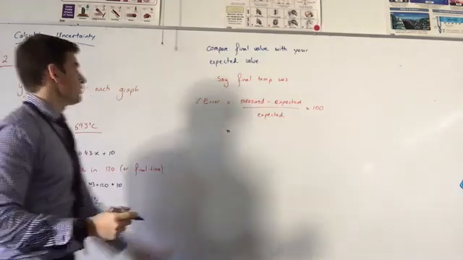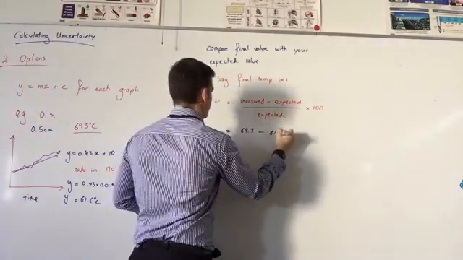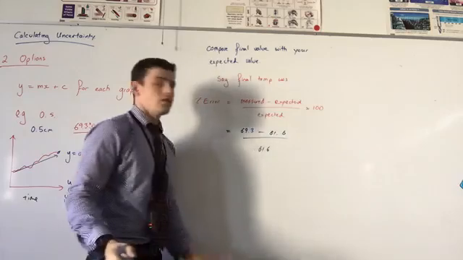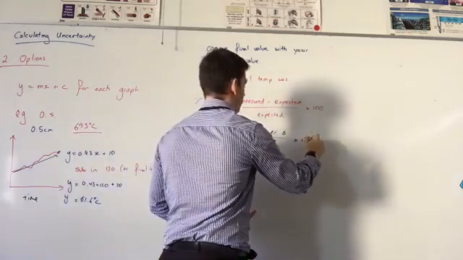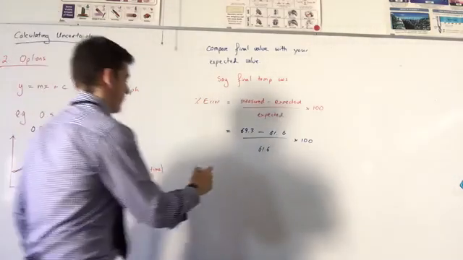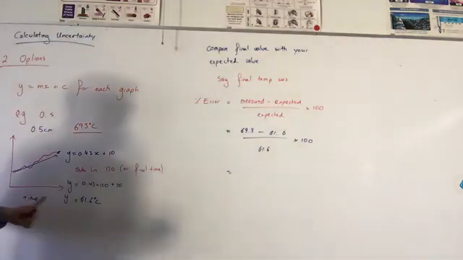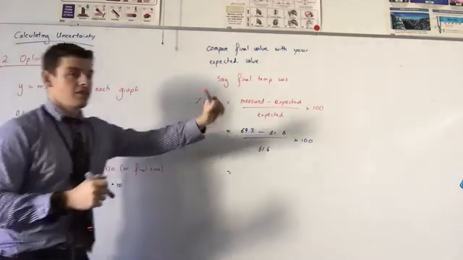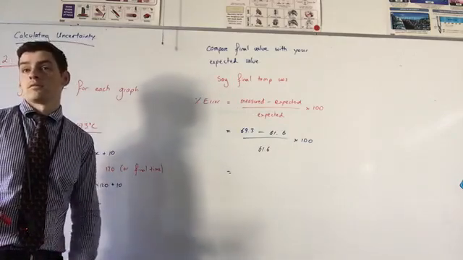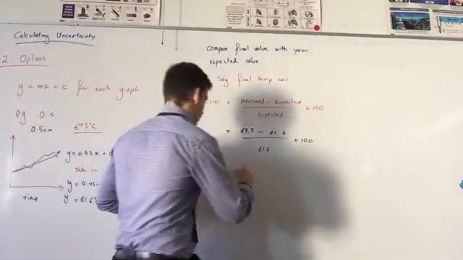So in this scenario, my measured is 69.3 minus 61.6 over 61.6 times 100. And then someone with a calculator would help me out. So is y our uncertainty? Expected value. Y is our expected value. Okay, and then that's our percentage. That's our percentage uncertainty. 12.5%. Very good.